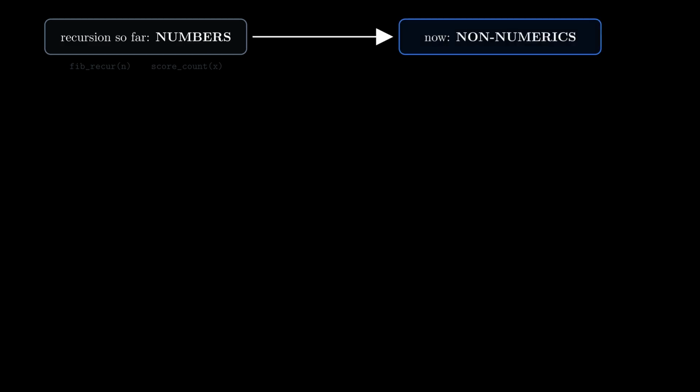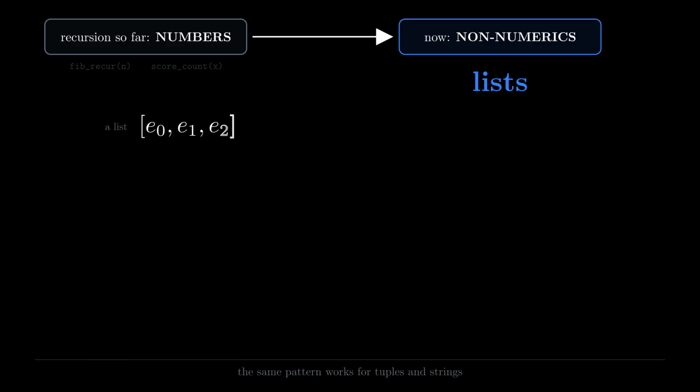Now we move to non-numerical things. We will use lists, but the same patterns apply to any sequence of values: tuples, strings, and so on. Lists are the natural place to start because lists are themselves recursive structures.